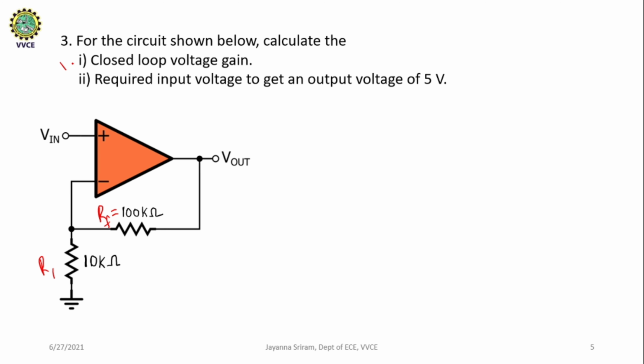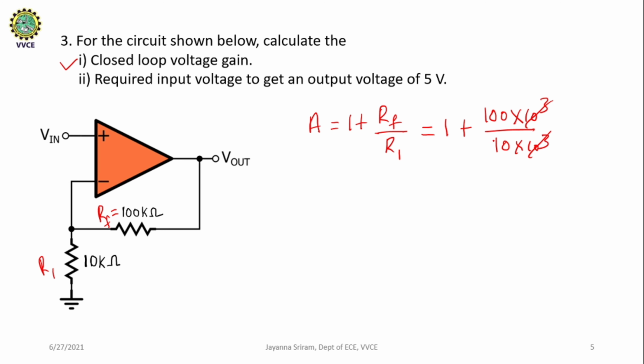Now first we need to calculate the gain. So the gain is equal to 1 plus Rf divided by R1, since it is a non-inverting amplifier, which will be equal to 1 plus the value of the feedback resistance, 100 kilo, that is 100 into 10 to the power of 3, divided by the value of the resistance R1, which is 10 kilo, that is 10 into 10 to the power of 3. So 10 to the power of 3 cancels. I am going to get 1 plus 10, so it will be 11. So again the gain will be equal to 11.